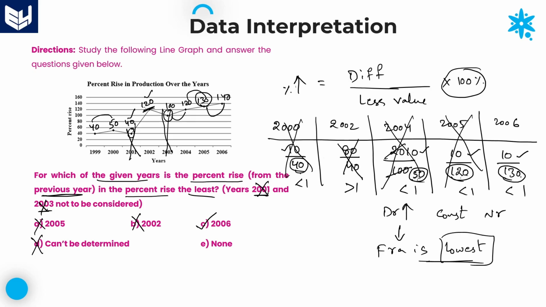If the question is asked about the highest, then your answer will be 2002. Why? Because that is the only year which is having greater than 1. For all the remaining values, it is less than 1. Therefore, for this question, as he is asking about the least value, your answer is 2006. Option C is the right answer for this question. Option C.